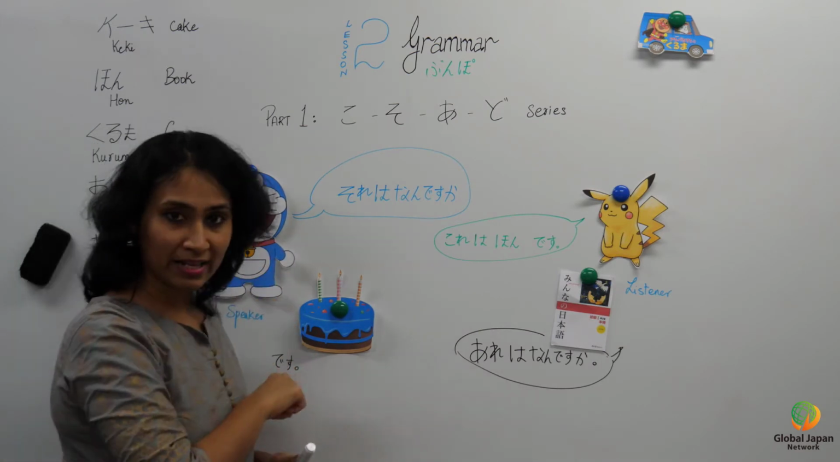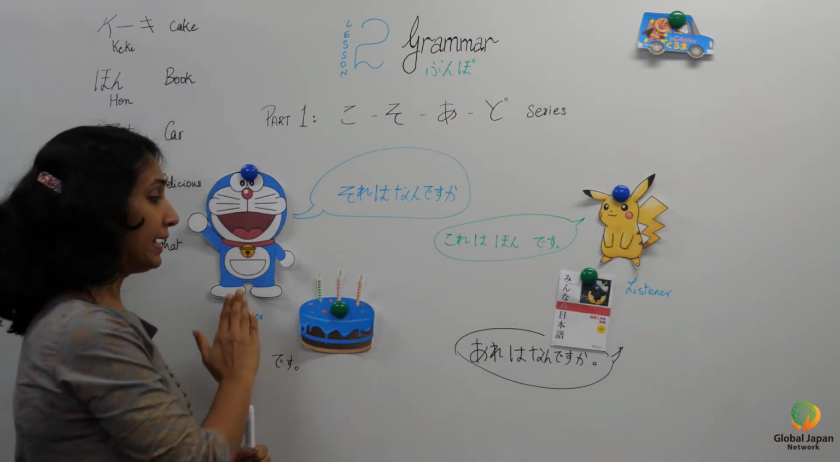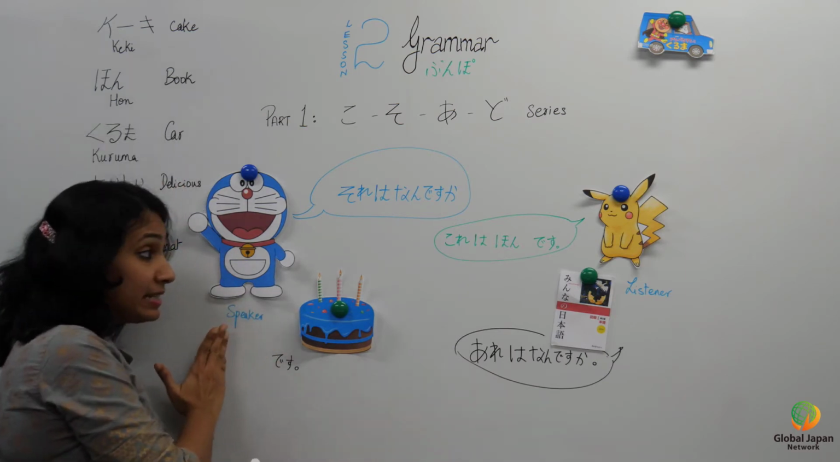If he is going to answer from his viewpoint, where is the object? Is it near him? No. So kore is not the word. Is it near the listener?